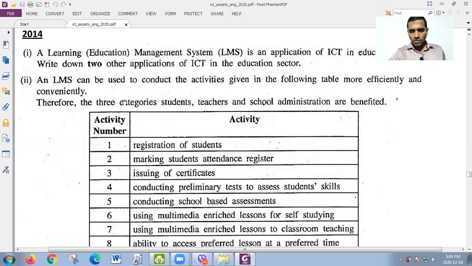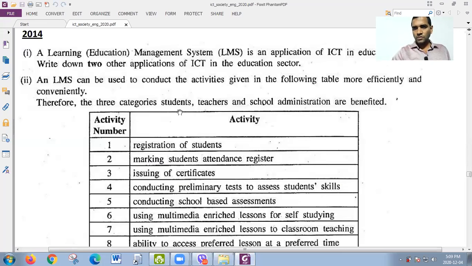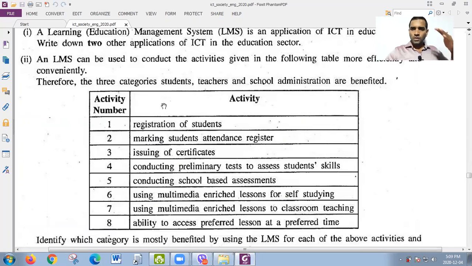An LMS can be used to conduct the activities given in the following table more efficiently and conveniently. Therefore, the 3 categories, students, teachers, and school administration are benefited. So LMS provides benefits not only for the teachers or not only for the students, even the administration can get benefits. So LMS provides benefits for all these three: teachers, students, administration, right? So look here.